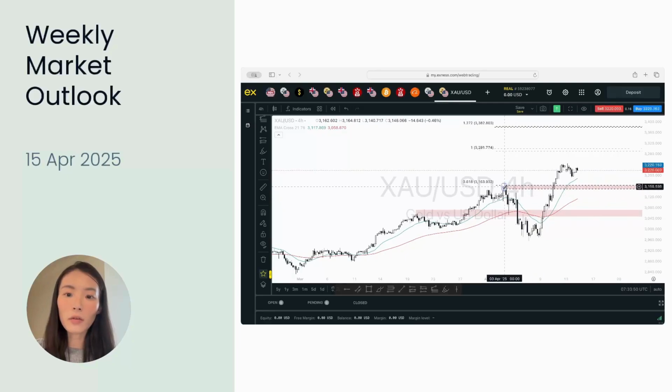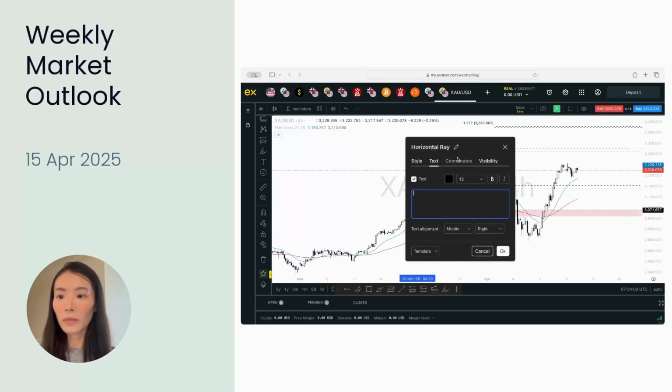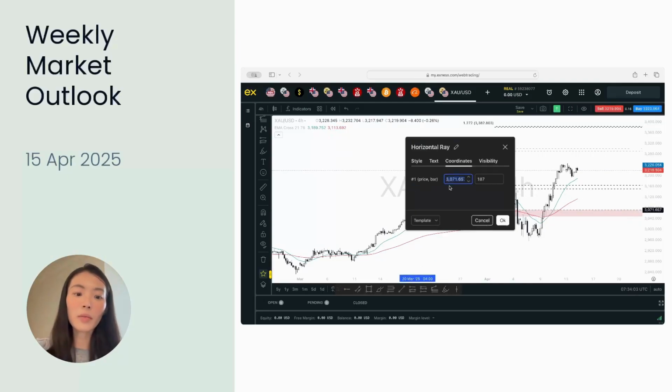So these are the key levels. Let me just remove these colored zones that we have here. The first support level that we have would be at about 3,150, and then beyond that, the 3,050 level.